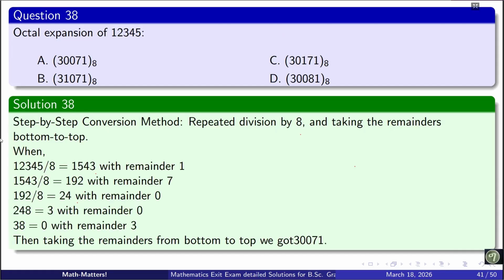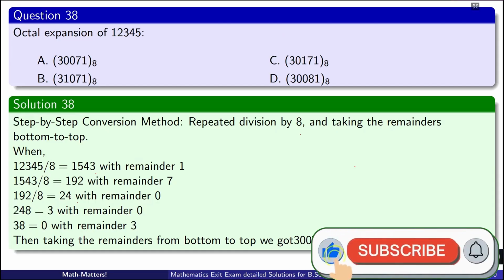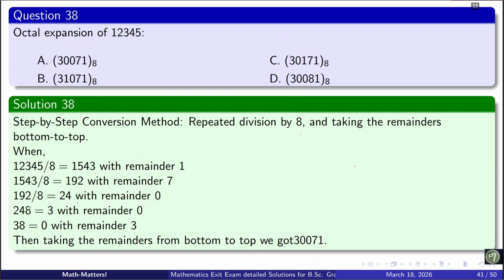When 12,345 is divided by 8, the quotient is 1,543 and the remainder is 1. Again, take the quotient and divide it by 8: we get 192, and the remainder obtained here is 7. Then again, take the quotient and divide it by 8. Then we have 24, with remainder 0. Again, let us divide 24 by 8.